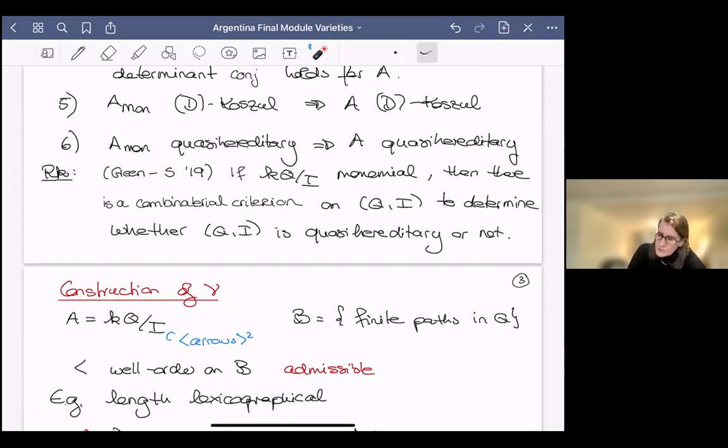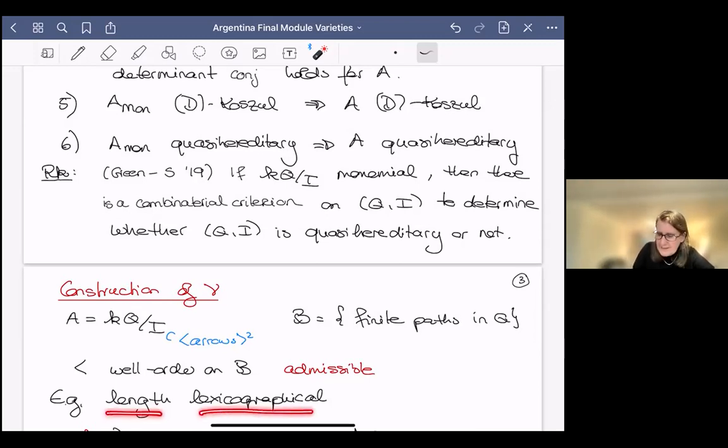So we choose some well order on that set B. Well order means that any subset has a minimal element, and we want this order to be admissible, which means it should be compatible with multiplication. So if I have A less than B and I multiply both with the same thing, then if both are non-zero, the same order should still hold. Okay, what is an example of an admissible order?